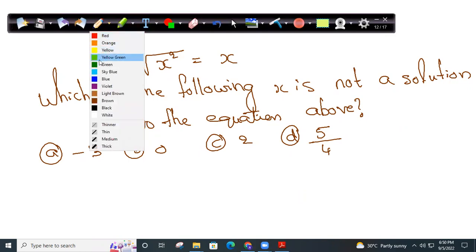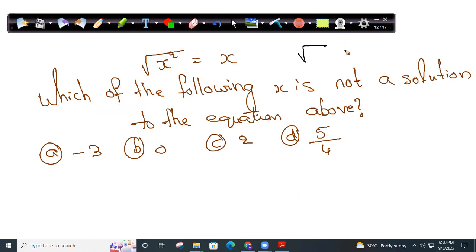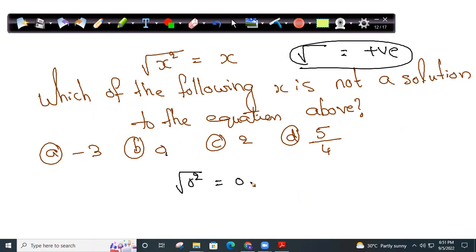So, which of the following is not a solution to the equation above? I told you just need to know only one thing. The thing that you need to know is square root of a number should be positive. That is the only thing that I told you that you need to keep in mind. Now, when I put 0, square root of 0 square is equal to 0, happily satisfies. Square root of 2 square is equal to 2, happily satisfies. Square root of 5 by 4 whole square is equal to 5 by 4, happily satisfies.